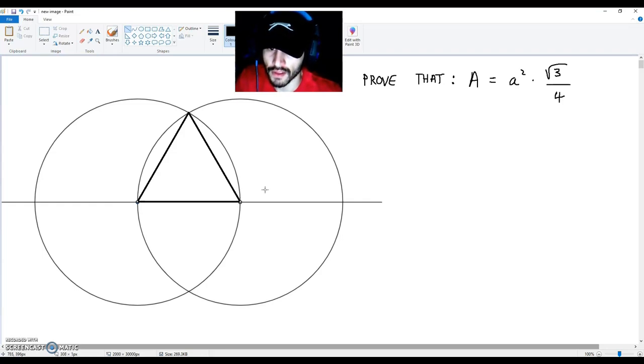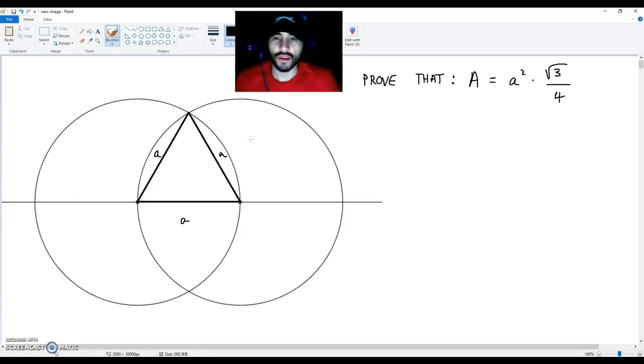So I'm just going to create that line over here, and I'm going to give these lengths the value a, okay? These are all a. So from here to here you have a, from here to here you have a, and from here to here you also have the length a. We've got our equilateral triangle.